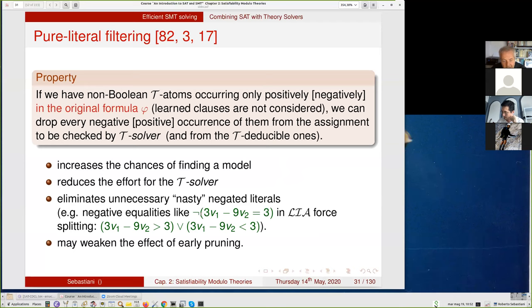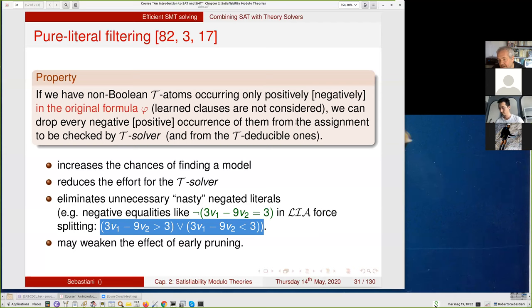But if this occurred positively and you have assigned it to false for some silly reason, you can avoid adding it, and this avoids this nasty step. One drawback is that it may weaken the effect of early pruning. So it's not always the case that pure literal filtering is a good idea to apply.